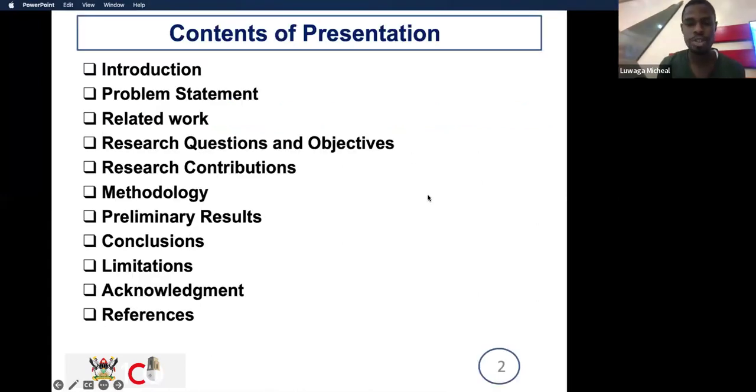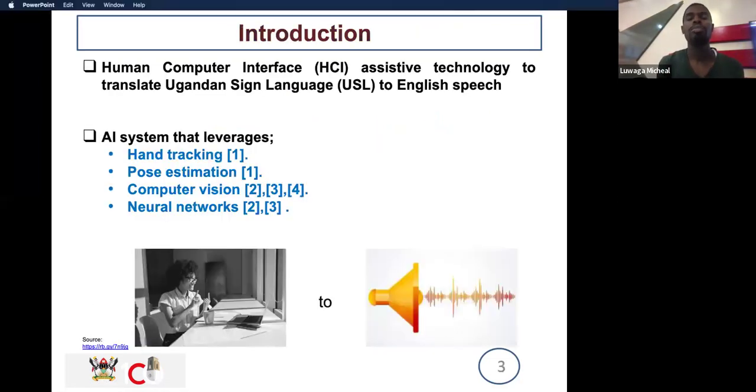These are the contents of the presentation, and I will go straight to the introduction. Being that we are using interfaces like laptops and phones, it's a human-computer interaction which involves capturing videos using a webcam. It's also an assistive technology because we are helping the hard of hearing and the deaf community in Uganda to be able to communicate with the population.